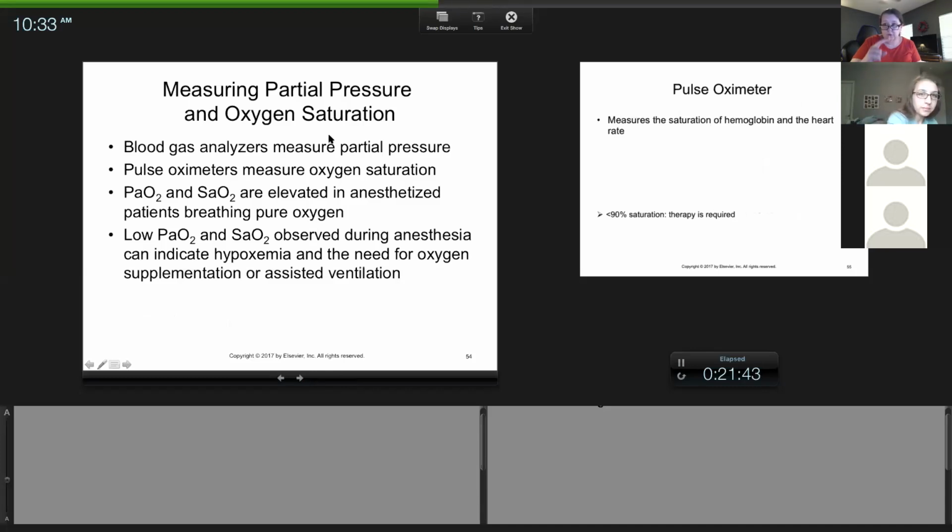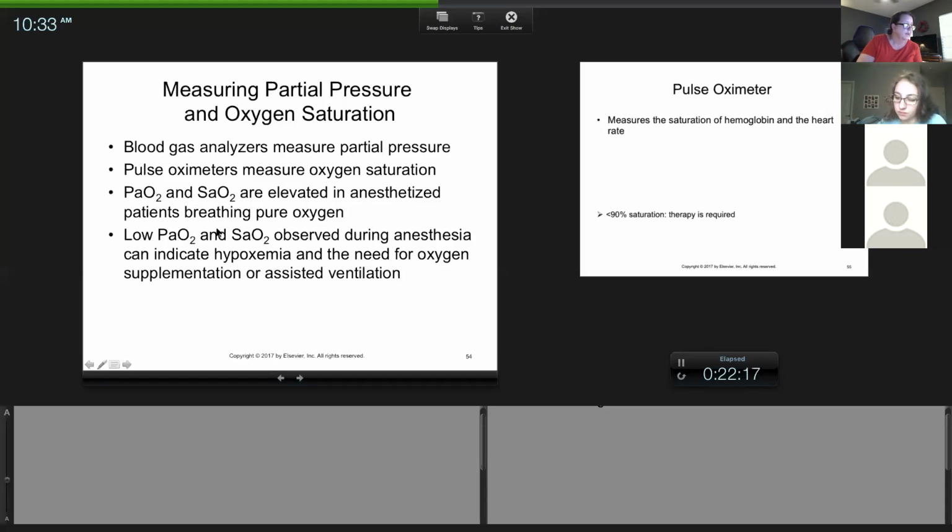Measuring PaO2 and SaO2, because both have an A, they are arterial. You put them in a special blood gas analyzer machine. That's what measures partial pressure. Pulse oximeters only give us percent saturation estimates. These numbers should always be elevated if your animal is breathing 100% oxygen. Because obviously, if you're giving 100% versus them breathing 21%, you expect that number to be higher.